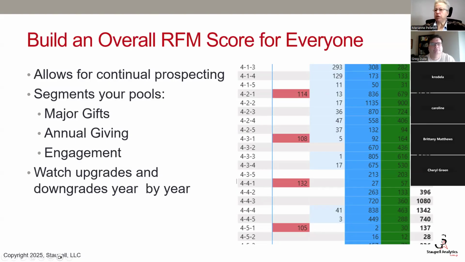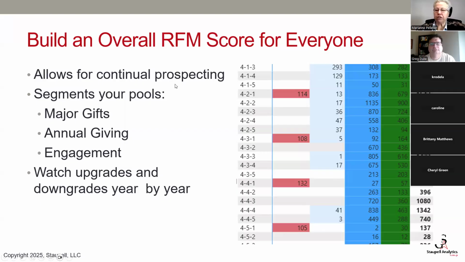It allows for continual prospecting. If your RFM scores are constantly refreshed, it allows for continual prospecting. It does segment major gifts, annual giving, and people who belong in engagement. People whose scores are 111 belong in engagement. Okay, later when we talk about 000, those people absolutely belong in engagement.